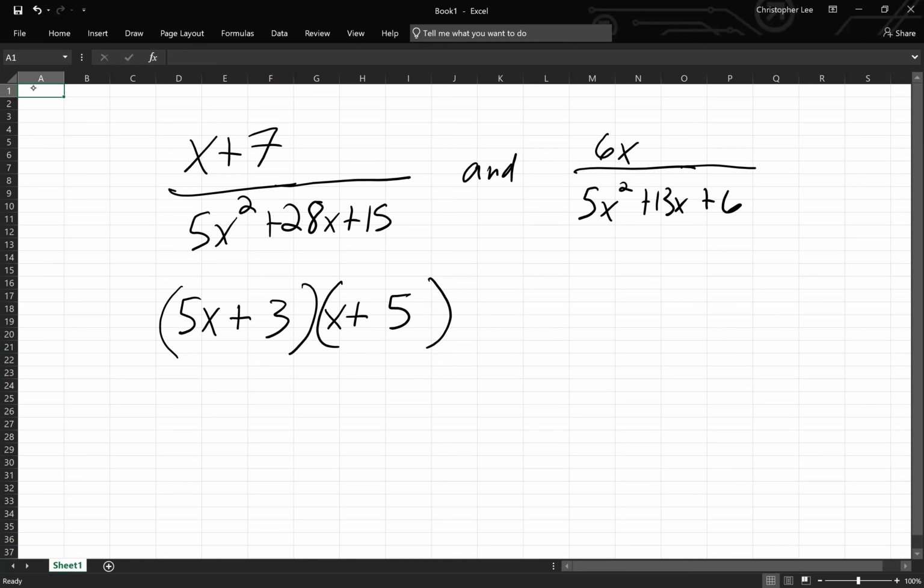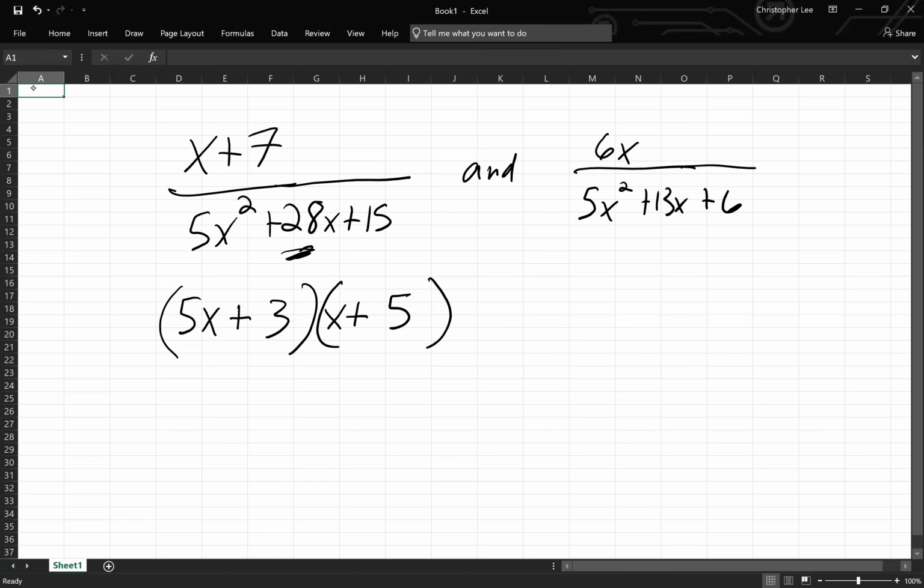If you're wondering how I did that, I'm just thinking in my head how to get this 28. I know that 5 times 5 is 25 plus 3 is 28. That's super confusing. AC method always works, right? Until today. But we'll talk about that later.